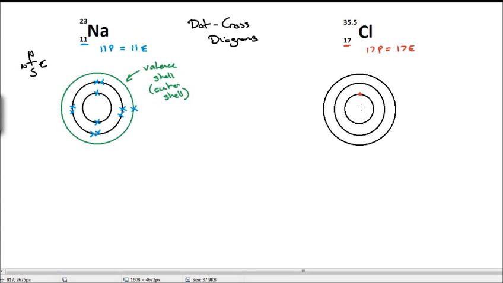So I've got 1, 2 in the first shell, so that's full. 3, 4, 5, 6, there we go, 8 there. Now we've got 2 and 8, that's 10, so I've got 7 left over: 1, 2, 3, 4, 5, 6, and 7.